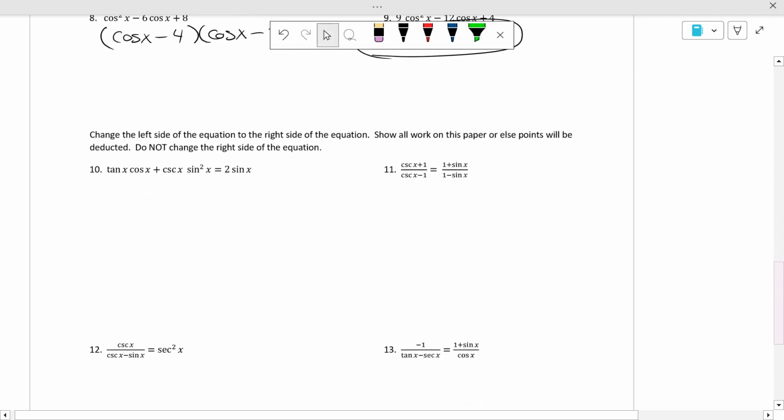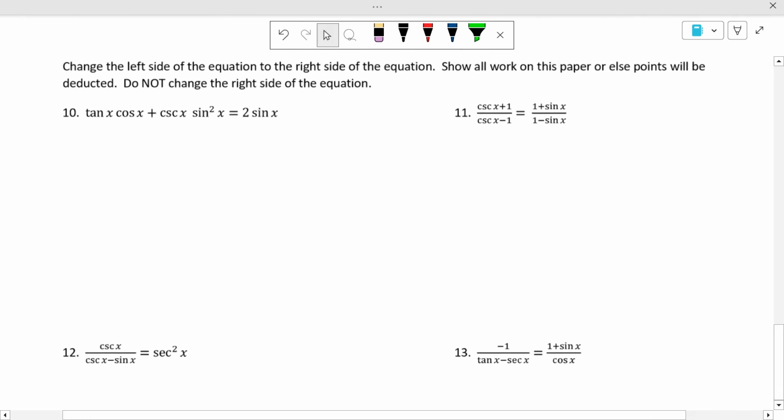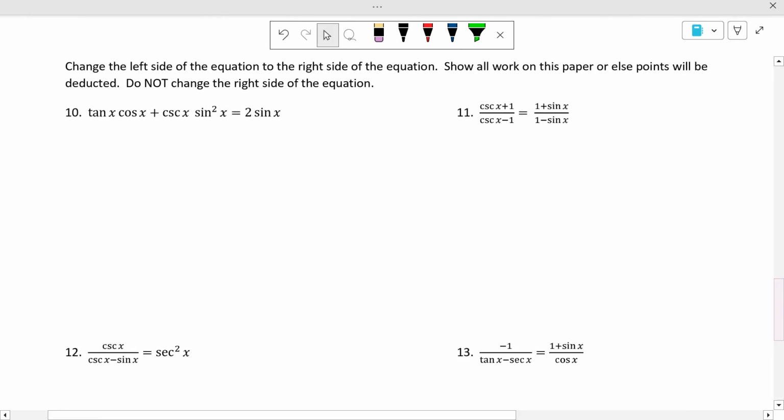Okay, and now to the trigonometric identities. What should I do first on number 10? Change tangent to sine over cosine. What's cosecant become? 1 over sine.